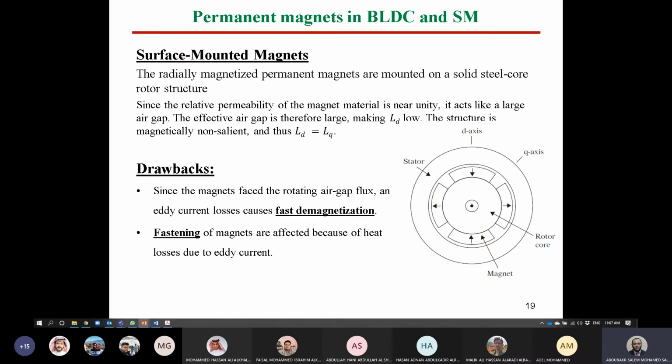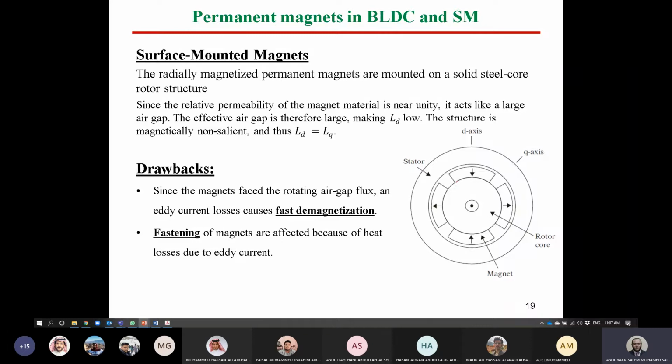It's different from the DC machine. In a DC machine, if we compare the permanent magnet DC machine or the field DC machine, you will find the armature windings are on the rotor side. However, the field winding or permanent magnets are inserted in the stator. Here in synchronous machines, we add the permanent magnets on the rotor. The first structure is surface mounted.